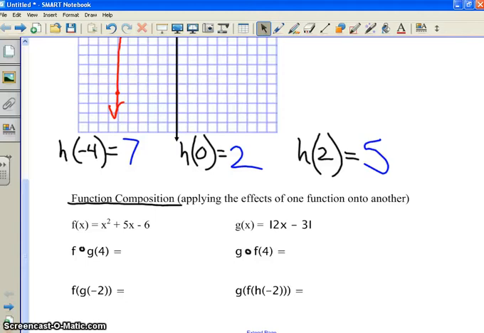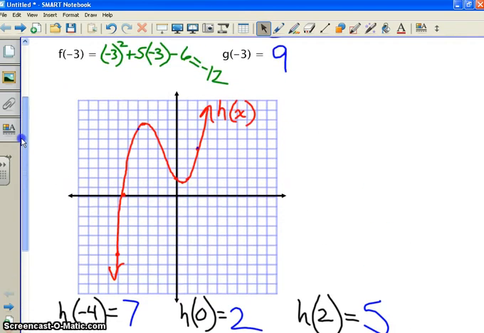We're next going to start talking about function composition, which means you're putting the effects of one function onto or into another function. We're going to use the same functions as we used on yesterday's video, the parabola, the f of x function, the absolute value function g of x, and our graph h of x.